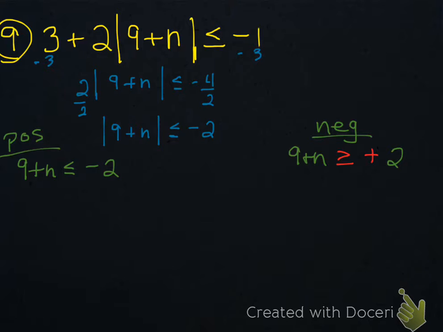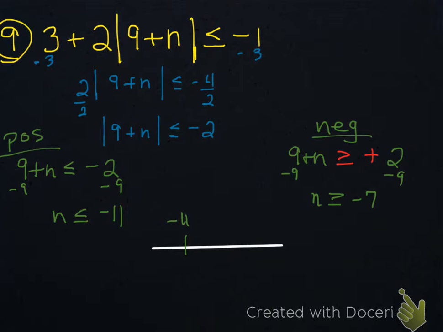Alright, now let's go back and solve it. So we're going to subtract 9 from both sides. So I get n less than or equal to -11. And then over here for my negative case, I'm going to get n greater than or equal to -7. Let's put that on the number line and see what happens.